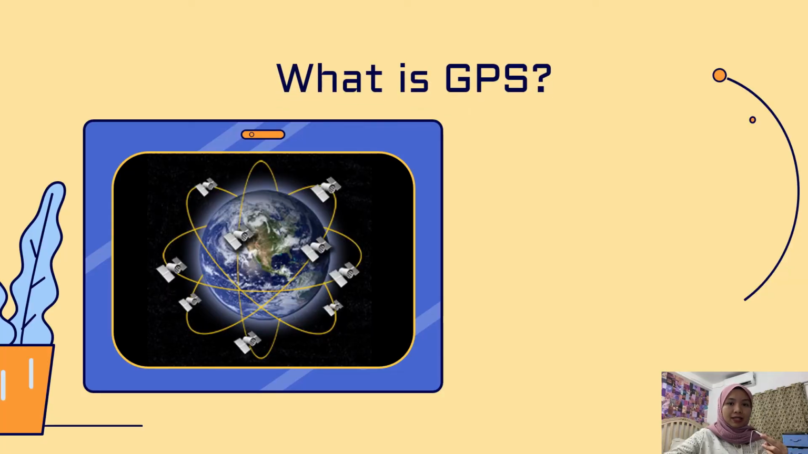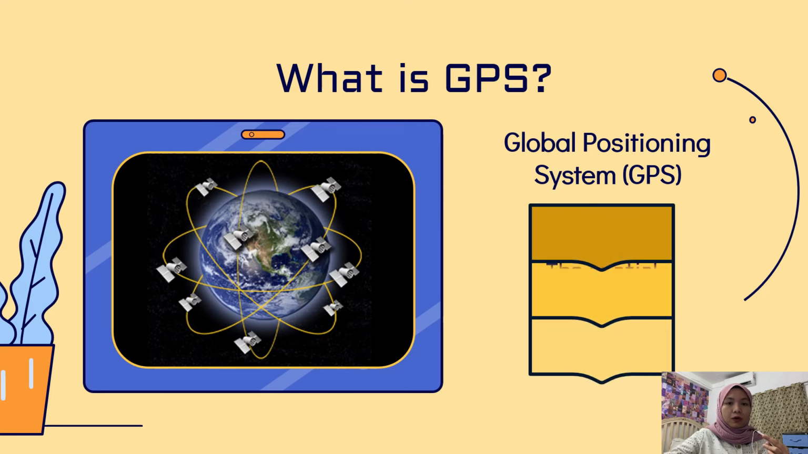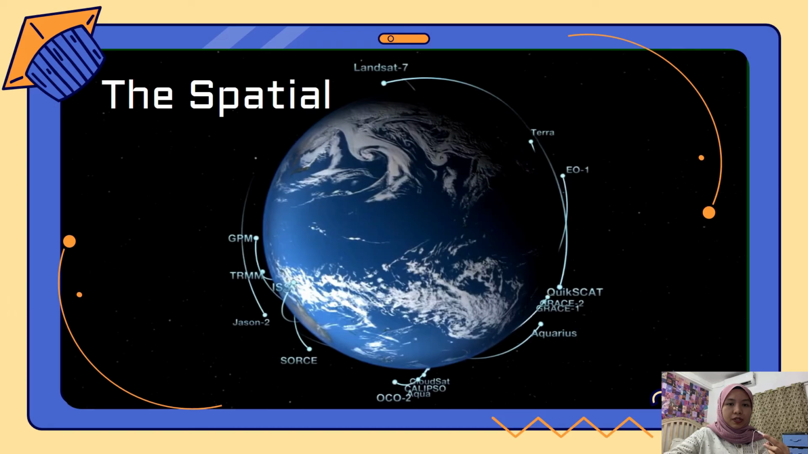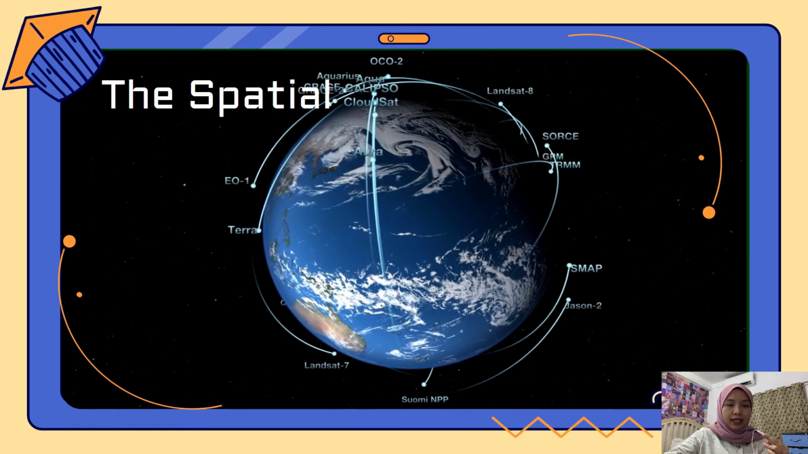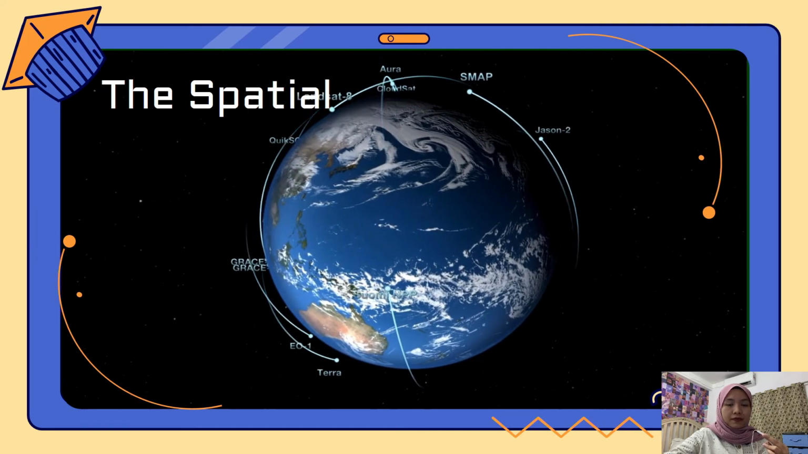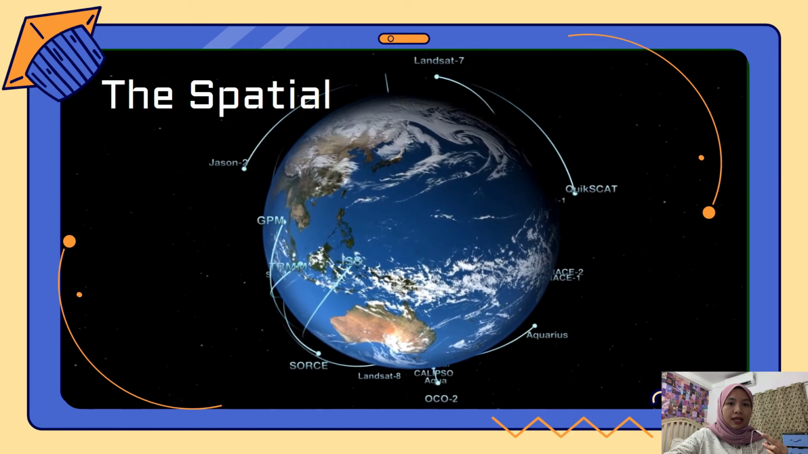Next, what is GPS? GPS stands for Global Positioning System. It is basically made up of three components: the spatial, the control, and the user. The spatial component consists of constellations of satellites in the Earth orbit. It is conceived so that there are at least 4 visible satellites above the horizon at any point on the Earth's surface and at any height.